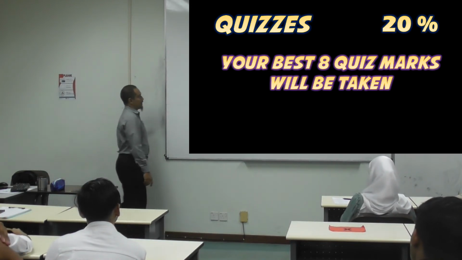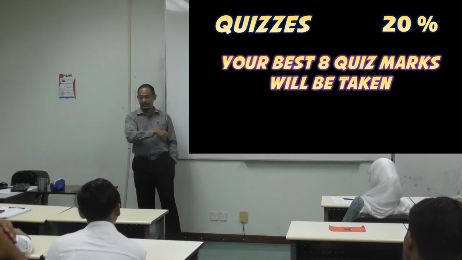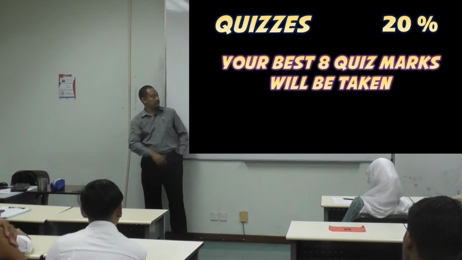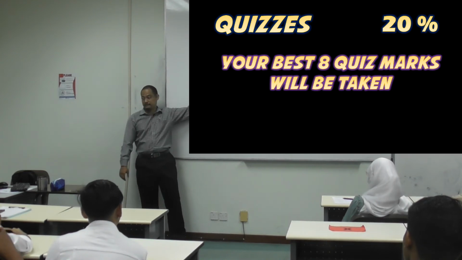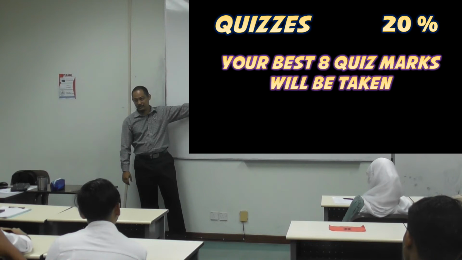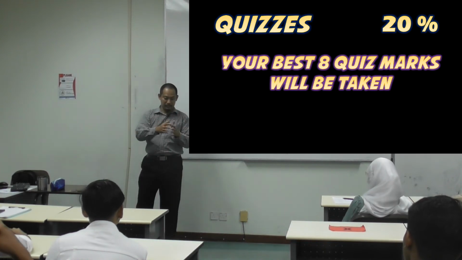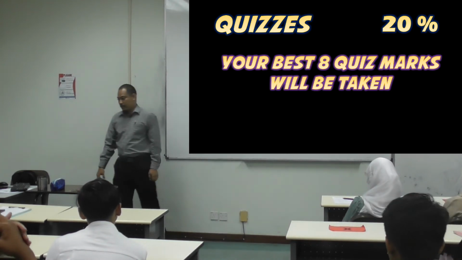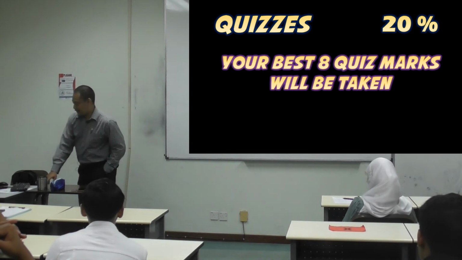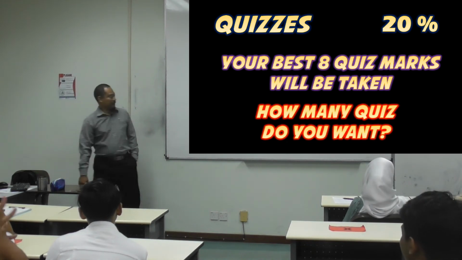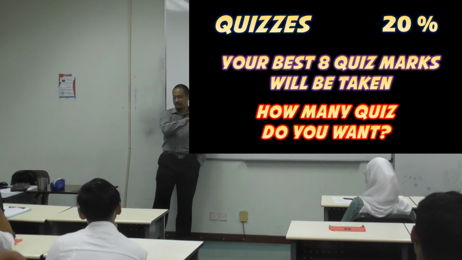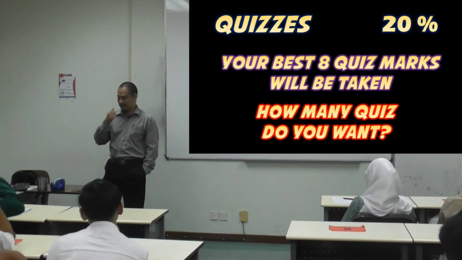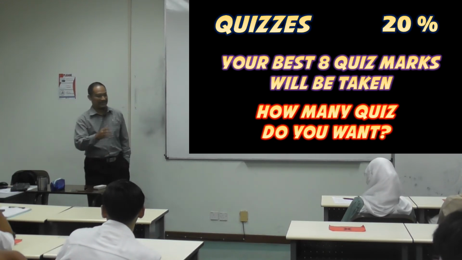I will take the best 8 quizzes, meaning that no matter how many quizzes we do, your quiz mark for that 20% is your best 8 marks. Understand? Meaning if you have 10 quizzes, for example, your best 8 marks will be taken for your 20%. The question is, how many quizzes do you want? The minimum is 8, because only 8 are taken. The maximum is 24 or so? 28 if we do one every time.